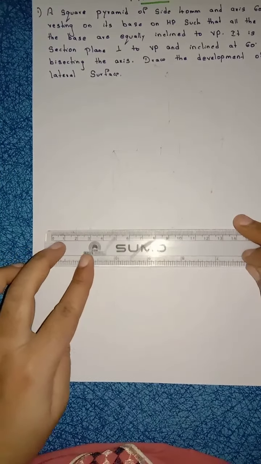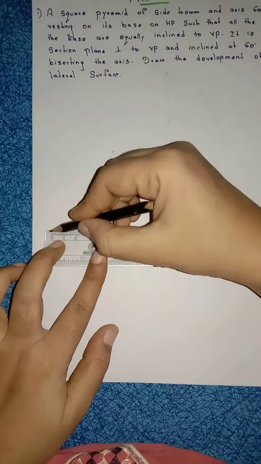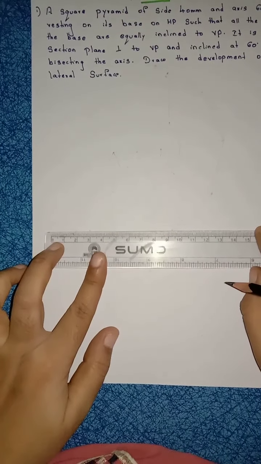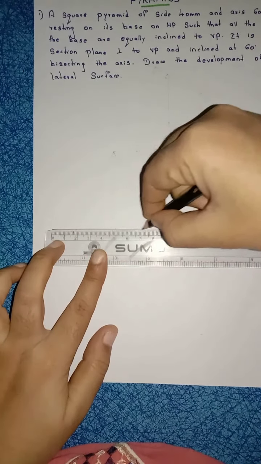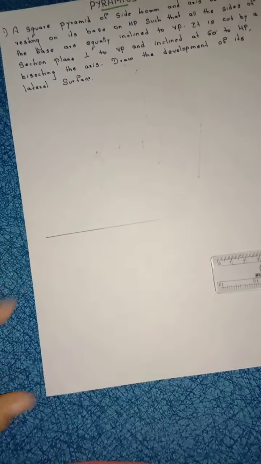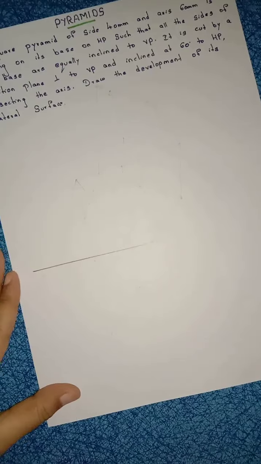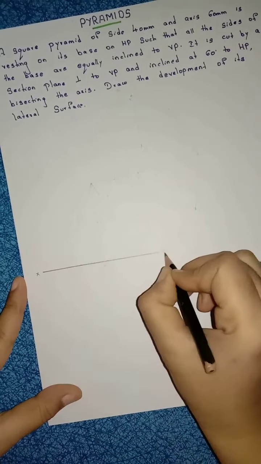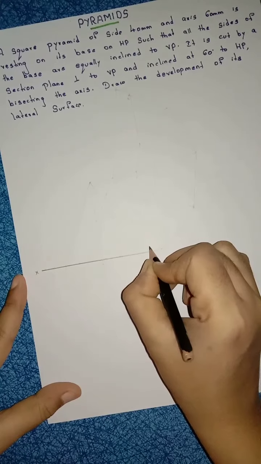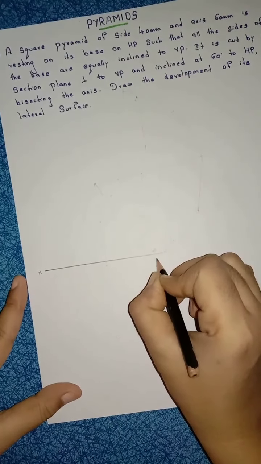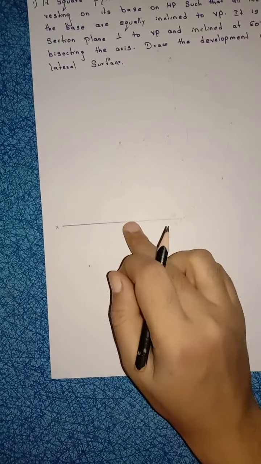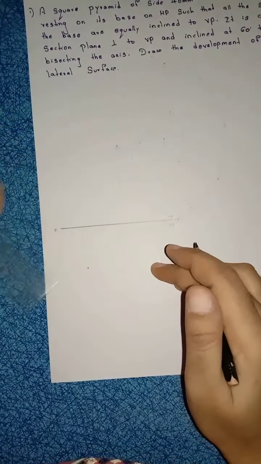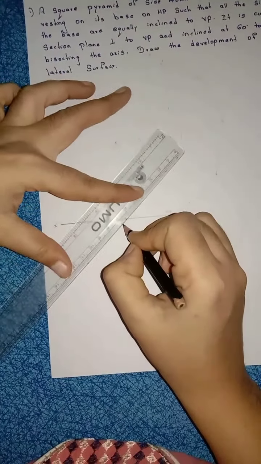So first let us draw a reference line of any length, right? Name it as XY. Vertical plane and horizontal plane. Mark any point on the reference line, right? Now mark 45 degrees. Place your protractor here, mark 45 degrees. Leave 5 mm gap first.